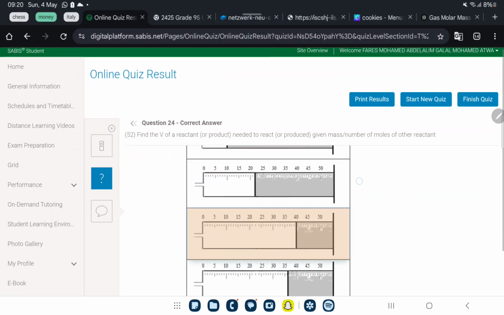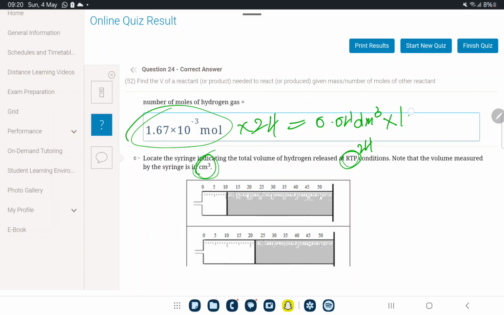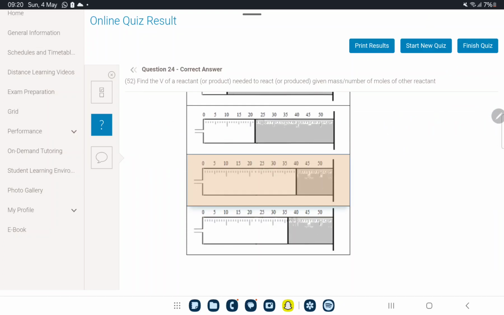That's part B done. Now they want the volume of the hydrogen released at RTP conditions. Since at RTP conditions it's 24, so you multiply this by 24. You get 1 over 25, or 0.04 decimeter cubed. They want it in centimeter cubed, so you're going to multiply by 1000, and it gives 40 centimeter cubed. Now you're going to look at the syringe and see which one is 40. This one.